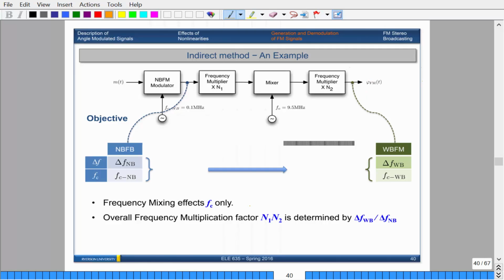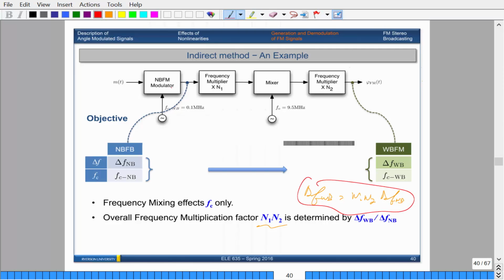So the overall frequency multiplication factor is determined by this guy here, and what you want to make sure is that the frequency deviation for wideband is n1 times n2 times the narrowband. Okay? So this is what we actually want to do. So we have to figure out some combination of n1 and n2 that will actually give us this wideband here.